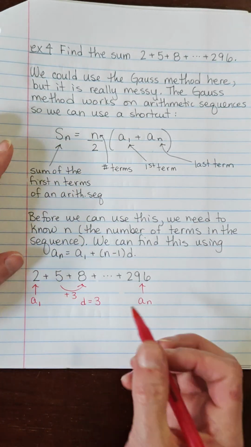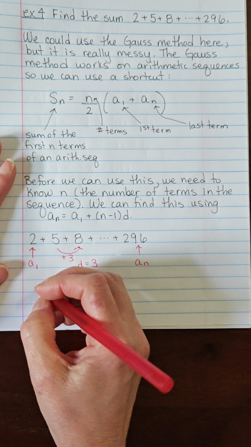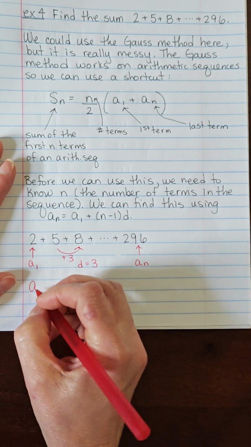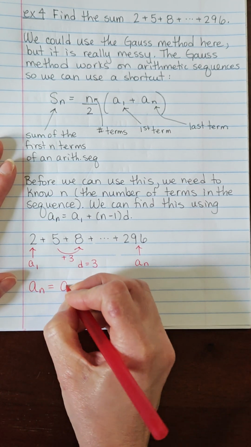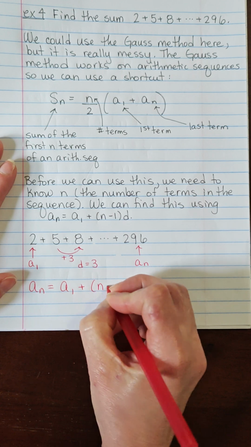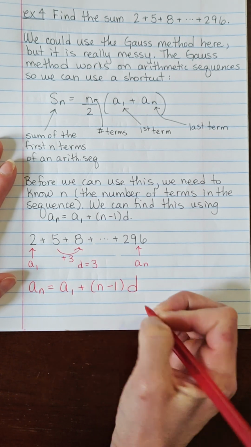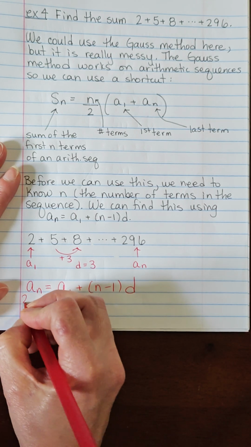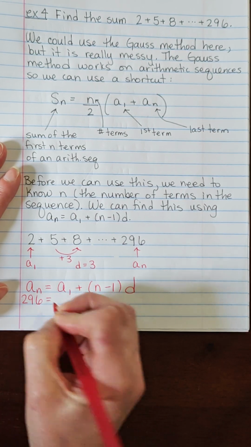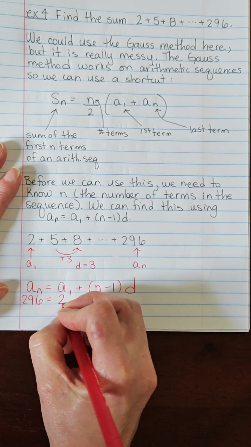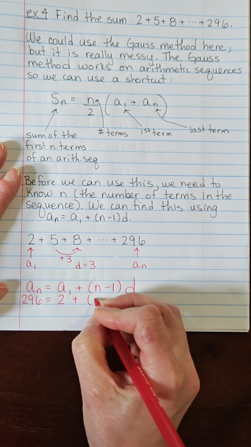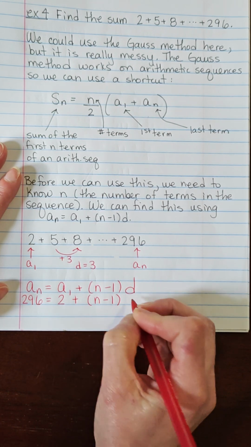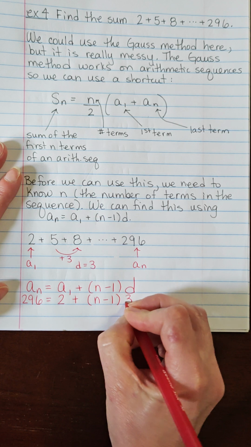Right? Okay. So we have a sub n equals a sub 1 plus n minus 1 times d. There's my formula. So if I start plugging in stuff, I've got 296. A sub 1 is 2. N is what I'm going to be solving for. And my common difference right there is 3.